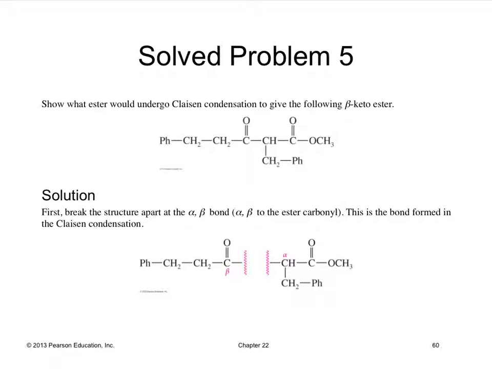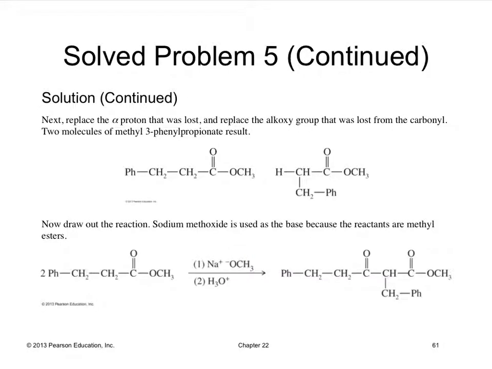Show what ester, this is another problem, would undergo Claisen condensation to give the following beta ketoester. So as you can see, this is the alpha carbon, right? And so you're adding to this ester this guy, right? And so that's formed via Claisen. So then you see these are the two that will react with one another.